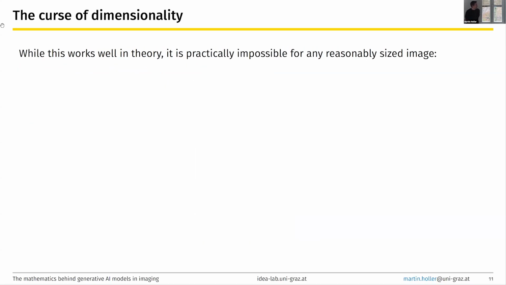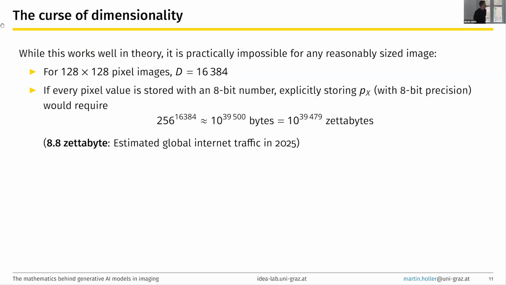However, there is a caveat with that, and this is the so-called curse of dimensionality, because as I told you, images are not 2-pixel images, right? They are 512 square pixel images or more. So we are actually sampling not a point in a unit square or a unit cube, but in a very, very high dimensional cube. And just to give you a feeling about how high dimensional this is and how impractical this becomes, let's look at images which have 128 times 128 pixels. So the dimension D would be 16,384. And I'll say I store every pixel value with an 8-bit number.